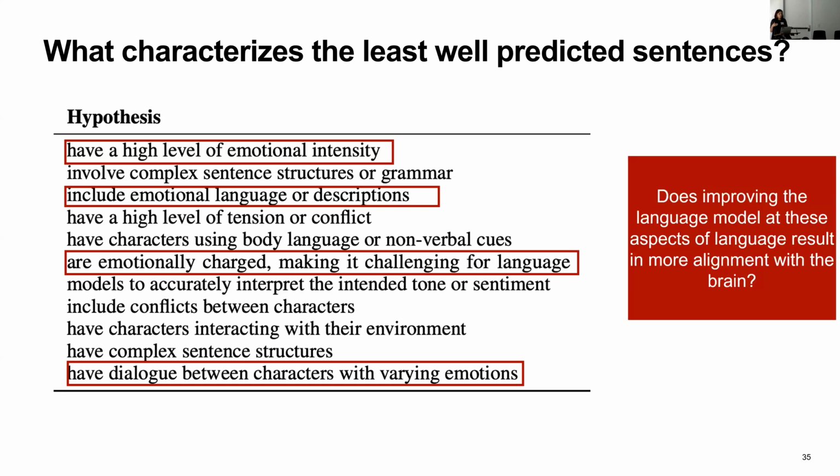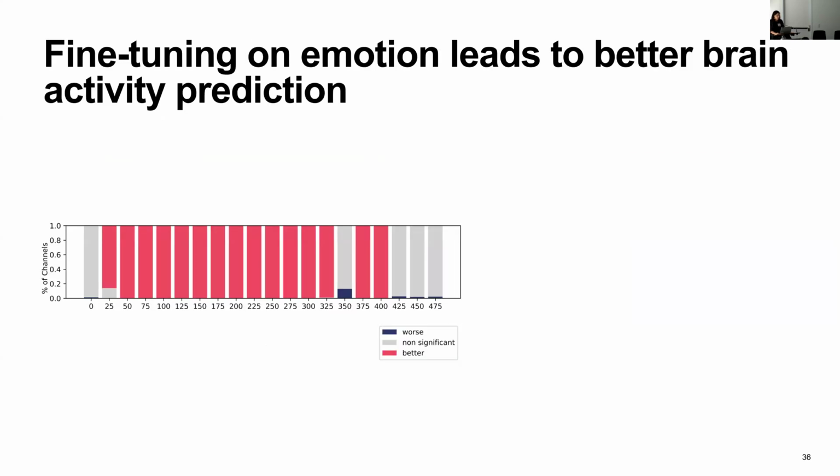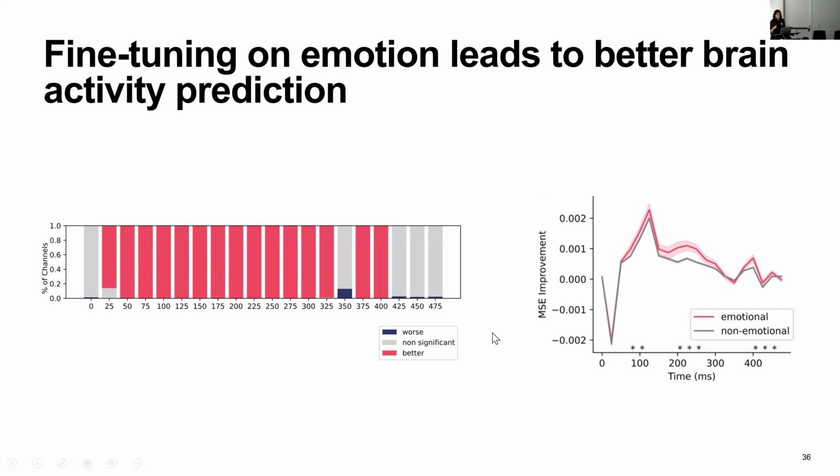Then we can see whether improving this language model with an emotional data set, teaching it to do emotion better, leads to better alignment with the brain. And we do see that once we do this fine-tuning on emotional tasks, we get a very strong improvement in our ability to predict brain activity over time. We even see this improvement being more pronounced for emotional words in the stories. So that does validate that the thing that was different between the human and the language model is this ability to process emotion.